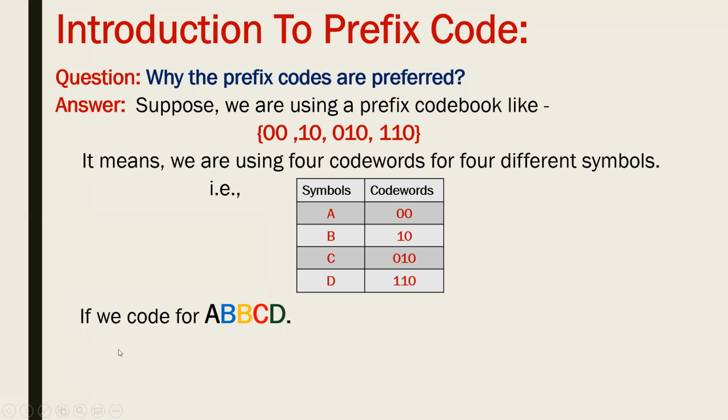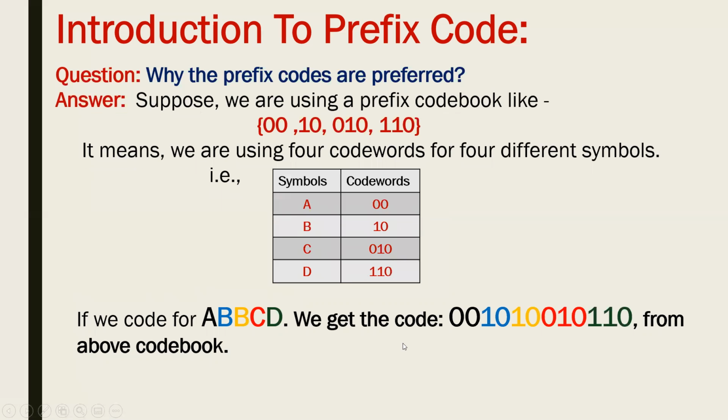And again we have to code for the same ABBCD. Now for A we get 00, for B we get 10, and for another B, another 10. C is replaced with 010, in red color, and D is replaced with 110, shown in green color. So ABBCD will be coded as 00, 10, 10, 010, 110.